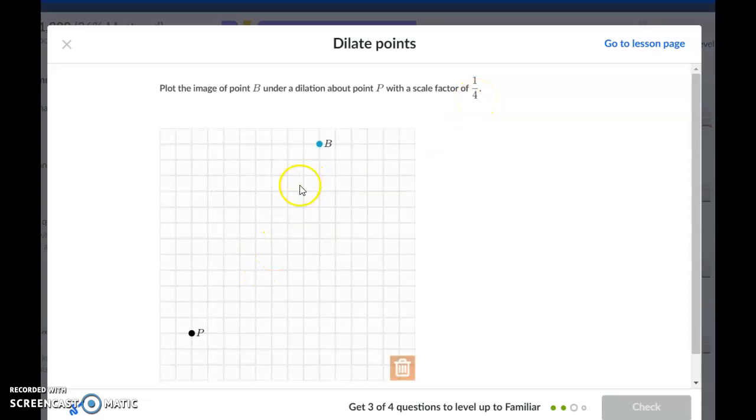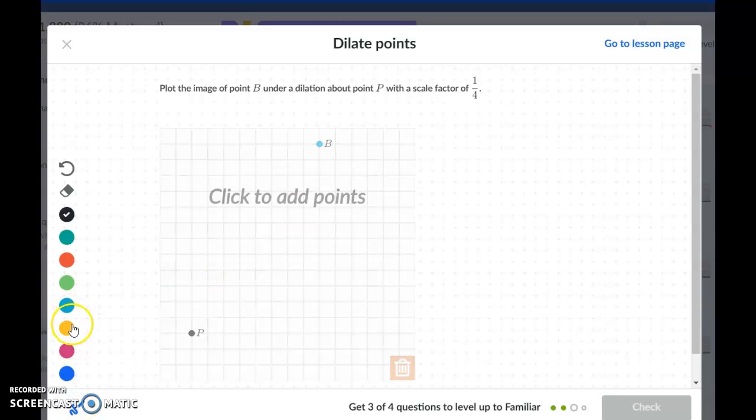Okay, so from point P to here, we want our next point to be 1/4 of the way to B. The easiest way to do this is to count. So I'm going to go ahead and count.